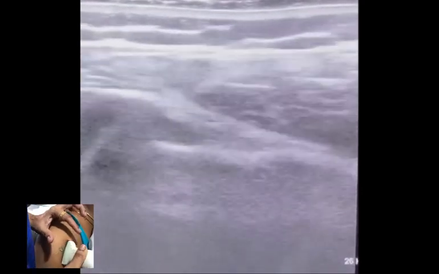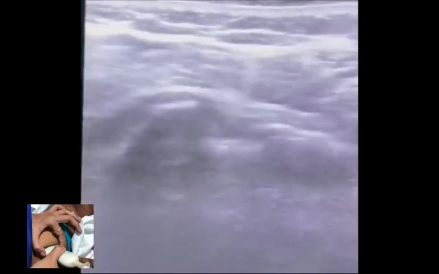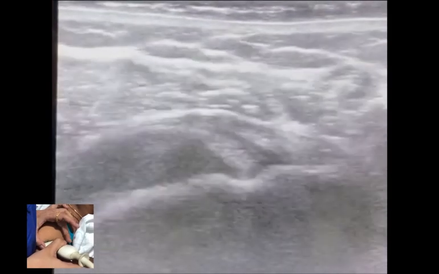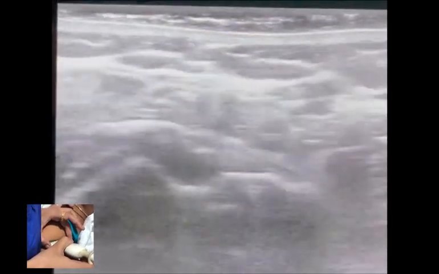Subscapularis is a multipinnate muscle. Its origin is from the subscapular fossa and it inserts at the lesser tuberosity of the humerus. It is involved in the internal rotation of the arm. Hence, active external rotation relaxes the muscle and it can be examined in that position.